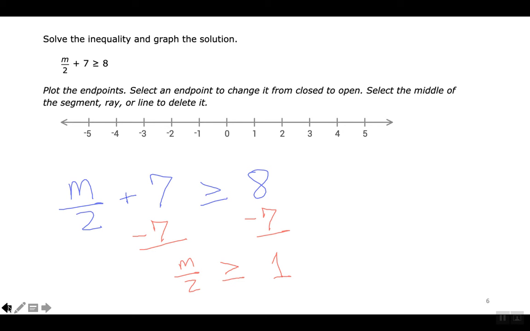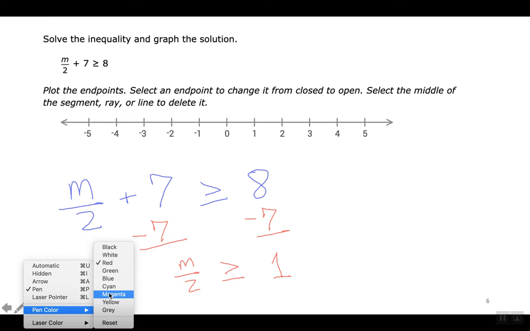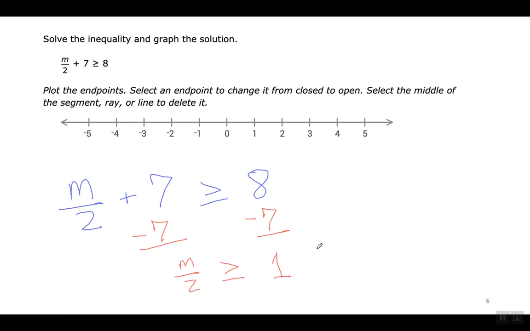Okay, now to get rid of that 2, the fast way is to just write that you're multiplying by 2 over here. That's fine. I write it like that all the time. But just to make sure we realize that we're doing the same thing to both sides, since you're dividing by 2, the opposite operation would be to multiply both sides by 2. So that'll give me m is greater than or equal to 2.